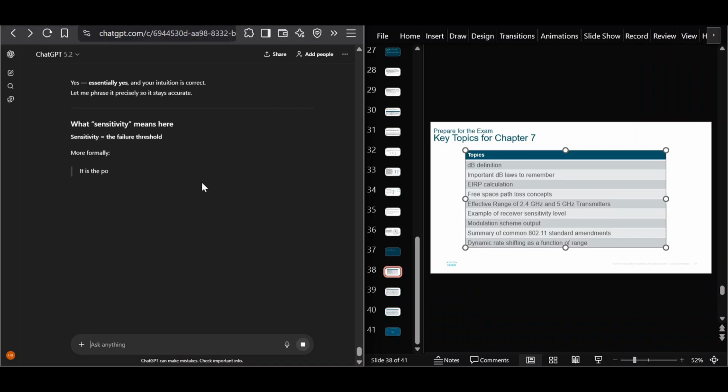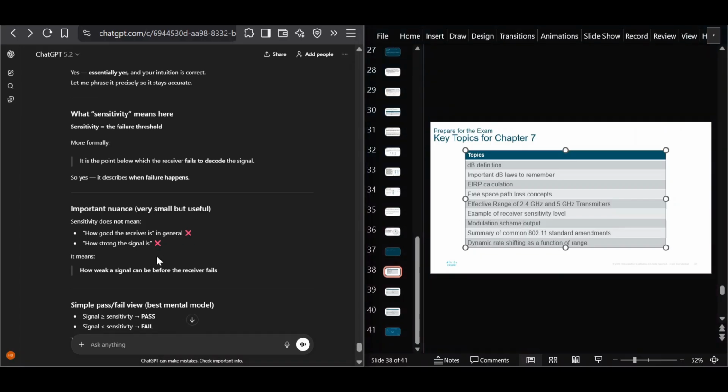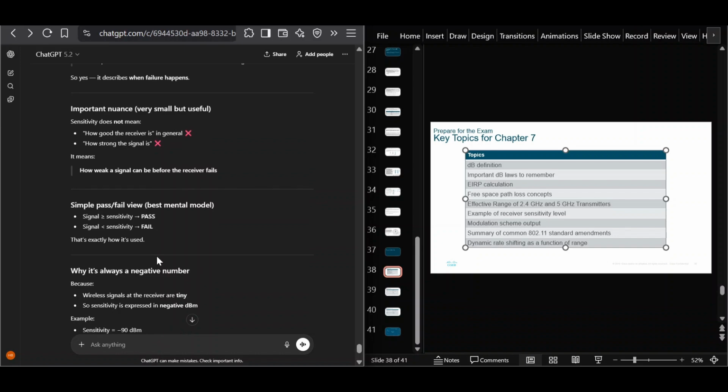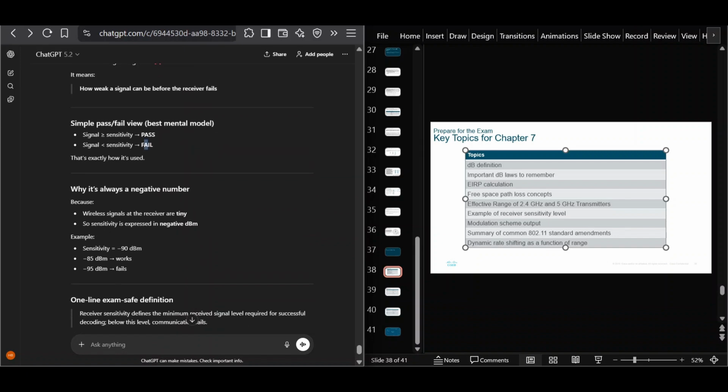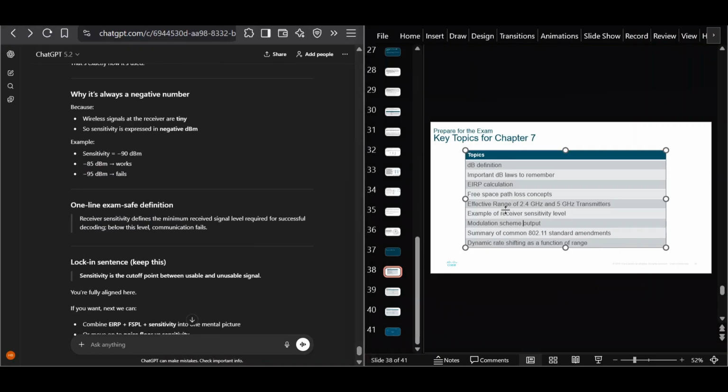So this is an example of a receiver failure threshold. In general, how weak a signal can be: greater than the threshold passes, less than the sensitivity fails. That's exactly how it's used. So the wireless signal at the receiver time, so sensitivity is this. Okay, so this is a great example.